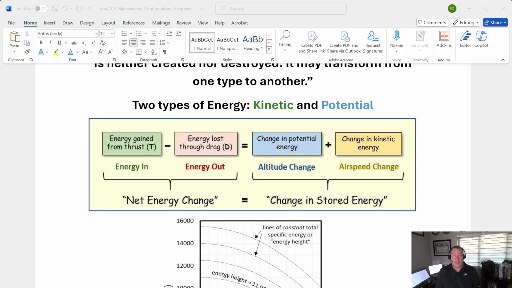There are two sides to the equation in this diagram. On the left, you have energy gained from thrust minus energy lost through drag, just like in the four forces of flight. You get a net energy change. If there is a change, we have to look to the right of the diagram and figure out if there's a change in potential energy, altitude change, or a change in kinetic energy. Now, advancing the throttle intuitively says that the airplane is going to go faster, but that's not necessarily the case. And we're going to talk about how you can invest that energy in either airspeed or altitude later on.